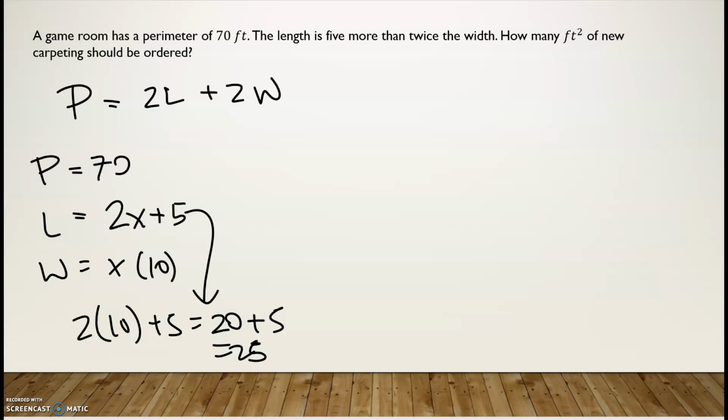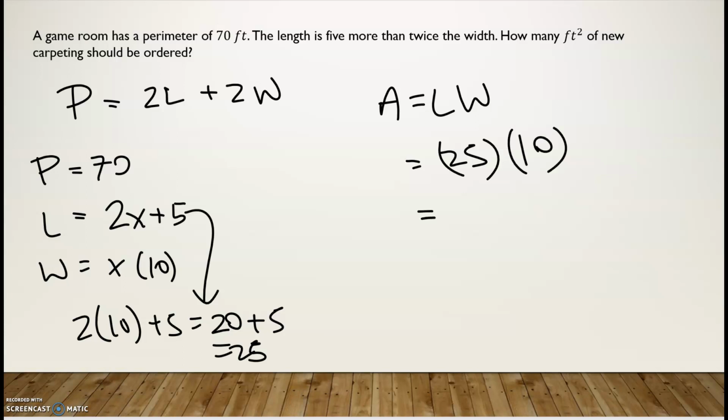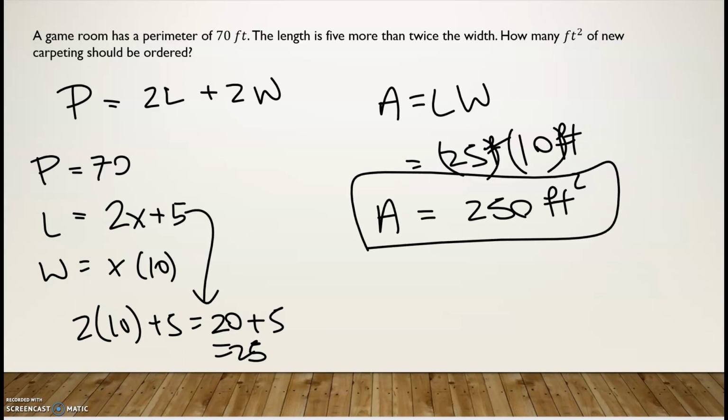Now it says we're not looking for the length or the width, we're actually looking for the area of the new carpet. And we know that area is length times width. We found the length to be 25 and the width to be 10. So the area of the carpet will be 250 square feet. The square feet is coming from 25 feet here and 10 feet here. Feet times feet would be feet squared. So this is the area of the carpet that you should order.